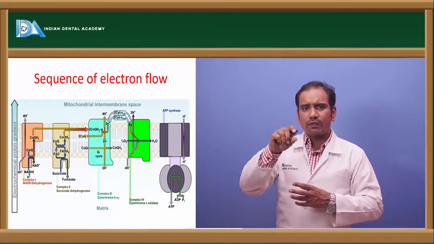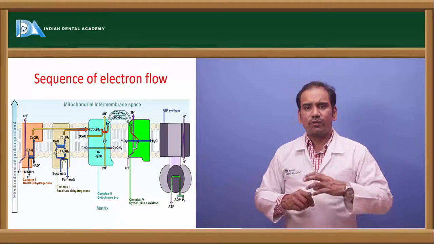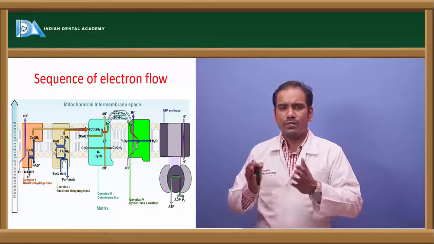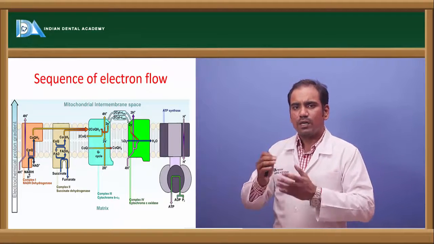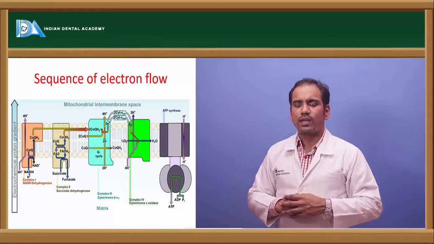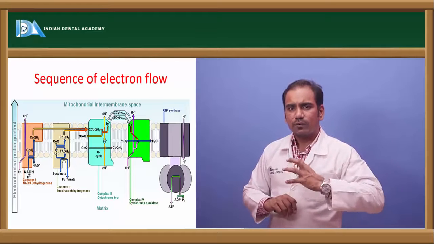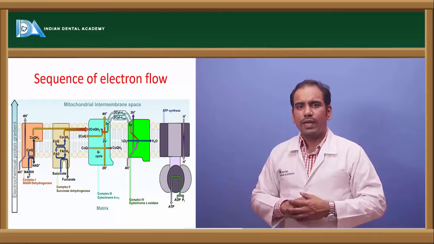So when they are passing through the Fo subunit, that creates a conformational change in the F1 subunit. So that F1 subunit now undergoes conformational changes because of entry of protons through that Fo subunit. So those conformational changes in the F1 subunit catalyze the synthesis of ATP.